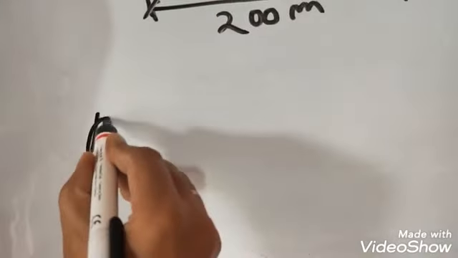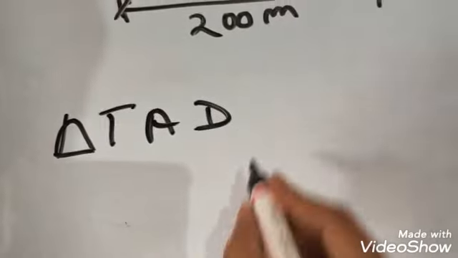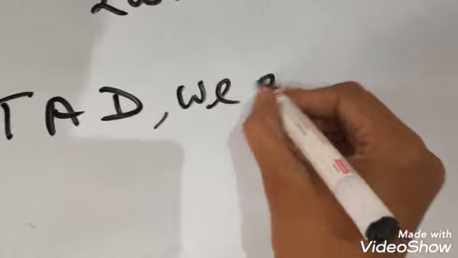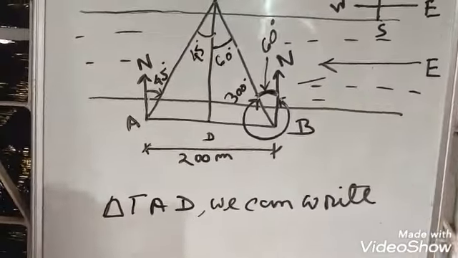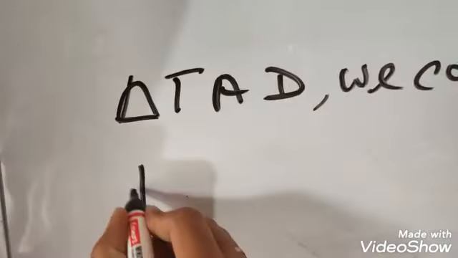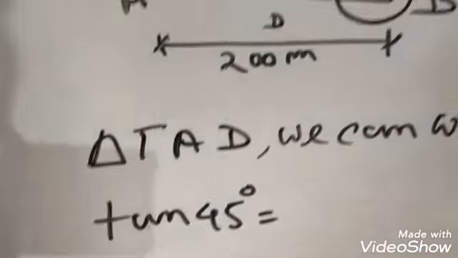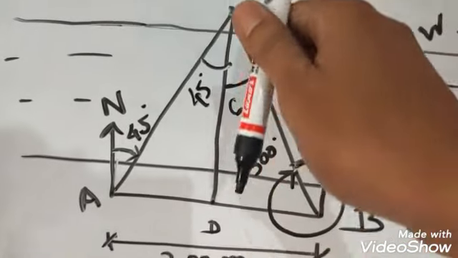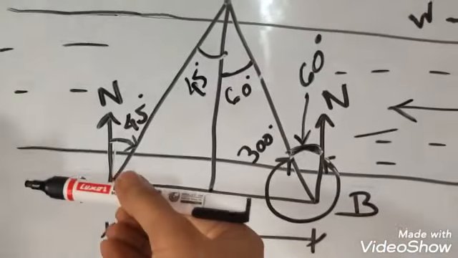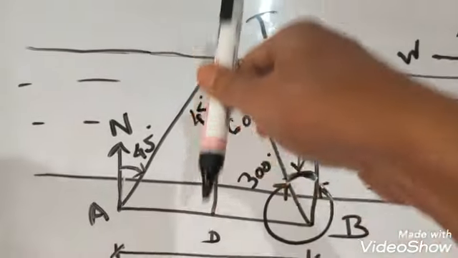From triangle TAD, we can write tan 45 degrees. This is the 45 degree angle. If we take tan of this angle, it is equal to perpendicular by base. This is the perpendicular and this is the base. So tan 45 degrees equals AD by TD.